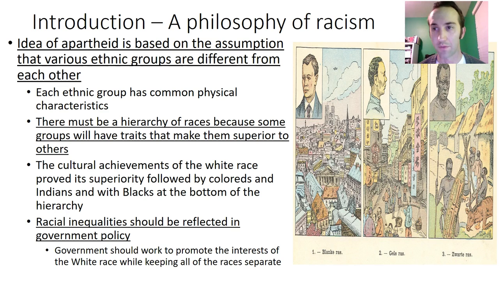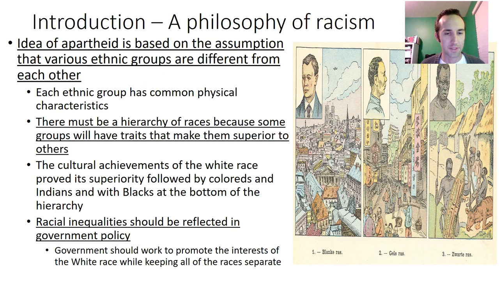Therefore, if we have that basic assumption, they're all the same in a given group, there must be a hierarchy of races, because some groups will have traits that make them better than others. The cultural achievements of the white race proved its superiority, followed by coloreds and Indians, and then with blacks at the bottom of this hierarchy, according to the South African Afrikaners. And therefore, they saw this as just something within nature. It's something natural, and they wanted their government to include this.